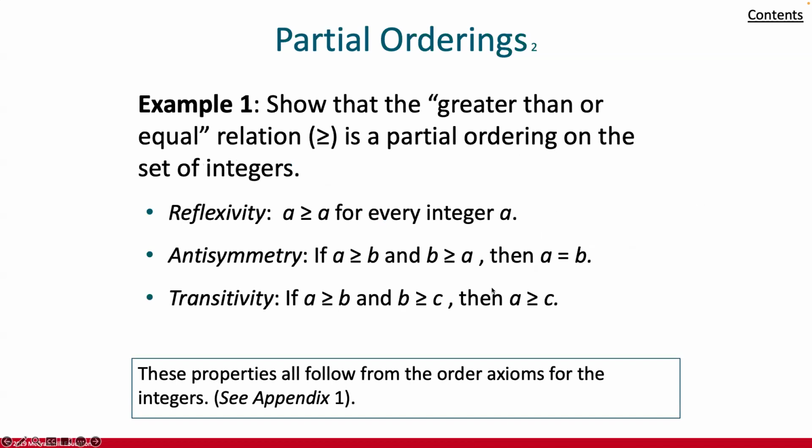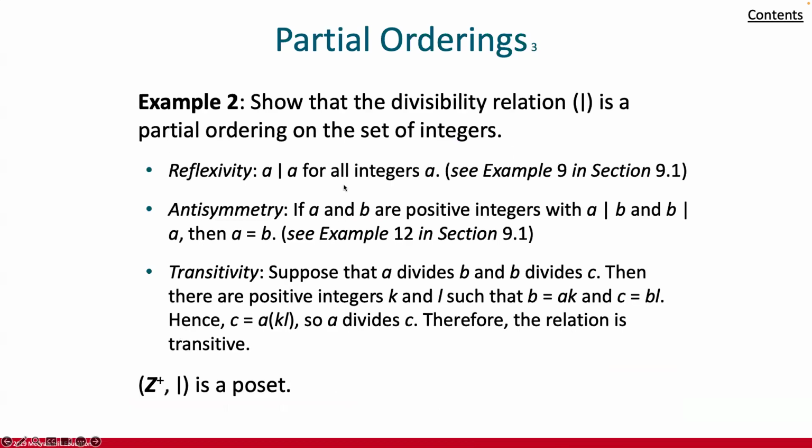So here's an example: show that the greater than or equal to relation is a partial ordering on the set of integers. These properties all follow from the order axioms of the integers, which Rosen has in Appendix 1, and I can refer you to that, and you can read the reflexivity, antisymmetry, and transitivity comments that we have there.